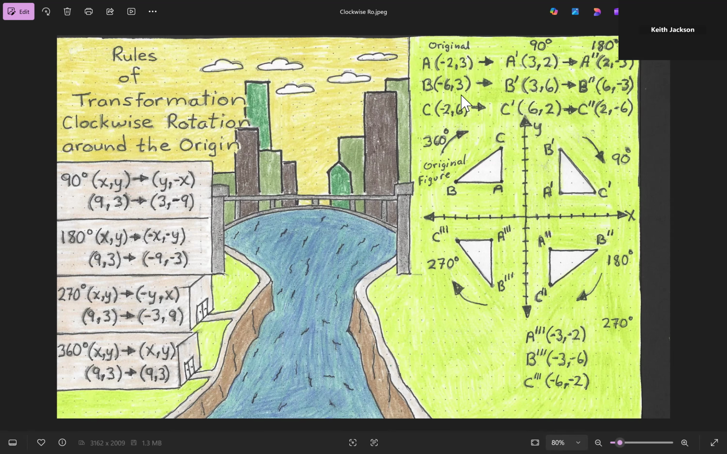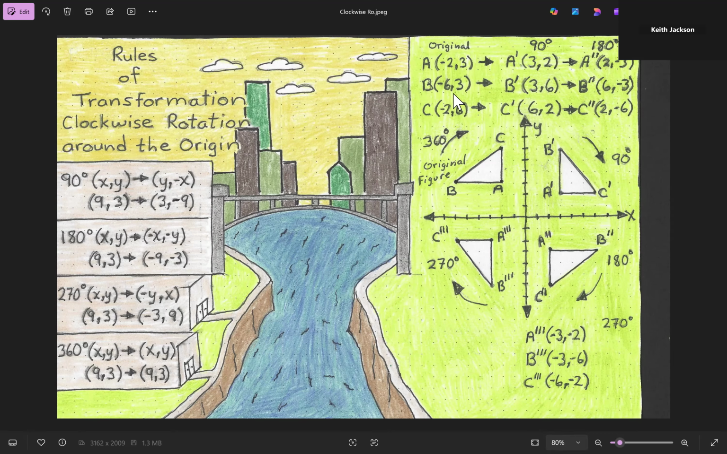But we're not finished yet because we're going to rotate these coordinate points 180 degrees. And as you can see, they're going to be the exact opposite of what you see right here. And so negative 2, 3 will become 2, negative 3 because we're just going to do the opposite of this negative 2 right here. And that's why we have this 2, negative 3 right here. We did the opposite of the 3.